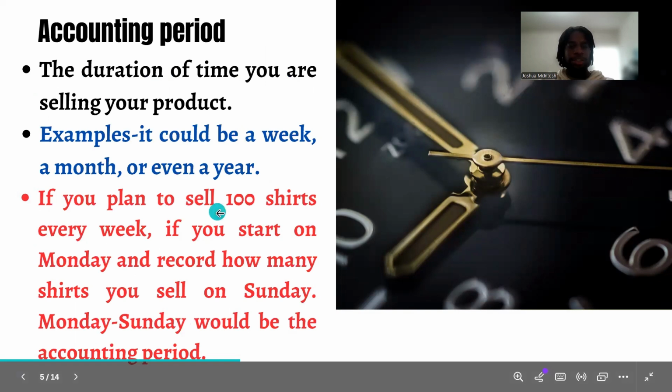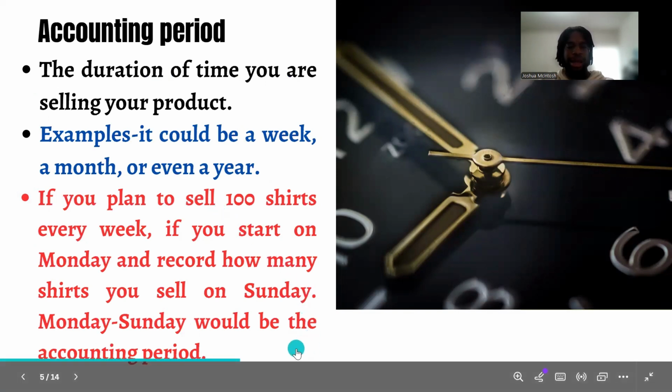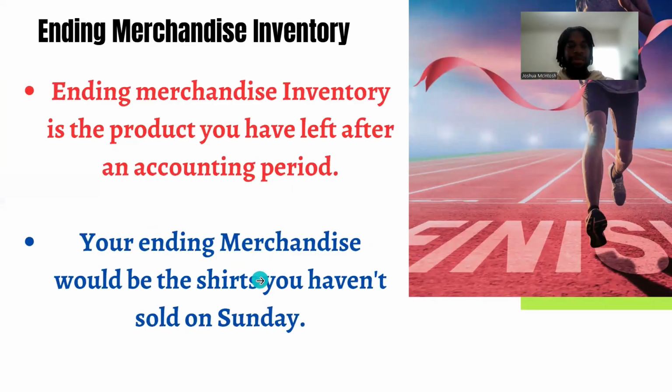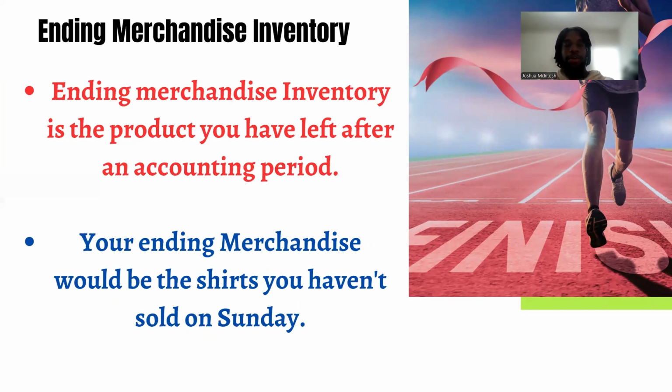If I plan to sell 100 shirts every week and I start on Monday and I record how many shirts I have left on Sunday, Monday through Sunday would be the accounting period. So let's say I sell 75 shirts and I have 25 shirts left. My ending merchandise inventory would be the shirts I haven't sold on Sunday. So it would be my 25 shirts that I haven't sold.